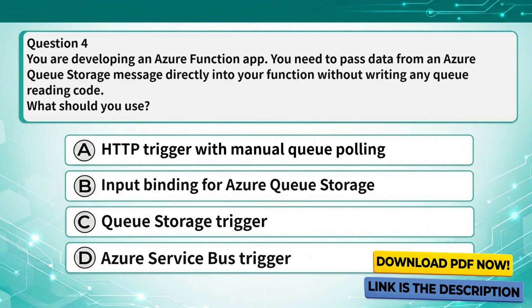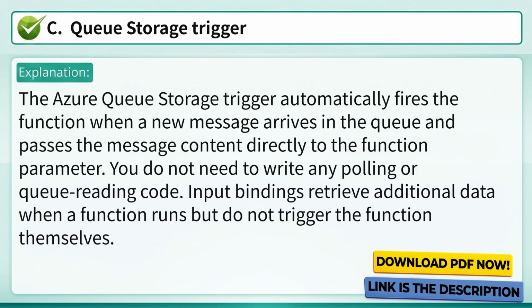Question 4. You are developing an Azure Function app. You need to pass data from an Azure Queue Storage message directly into your function without writing any queue reading code. What should you use? A. HTTP trigger with manual queue polling. B. Input binding for Azure Queue Storage. C. Queue Storage trigger. D. Azure Service Bus trigger. Correct answer. C. Queue Storage trigger.